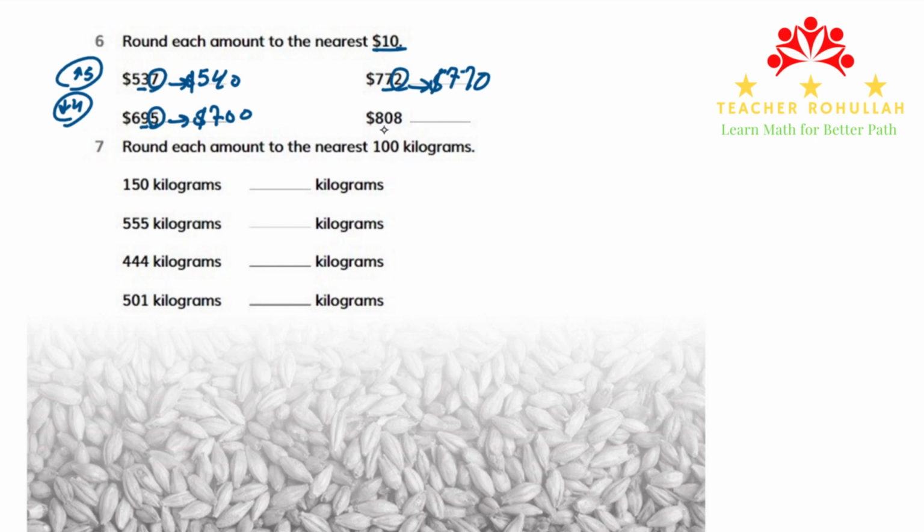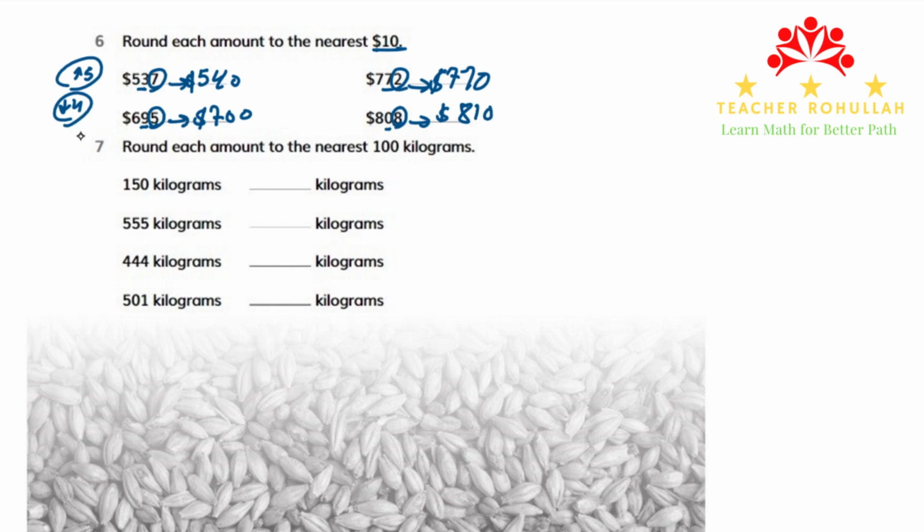The last amount is $808. Again, we underline the digit in the tens place and circle the digit in the ones place. Seeing that 8 is 5 or more, we round up. Means we increase the digit in the tens place by 1. 0 plus 1 will be 1. So the rounded amount is $810.